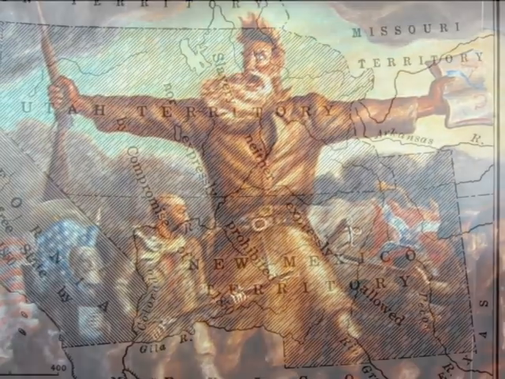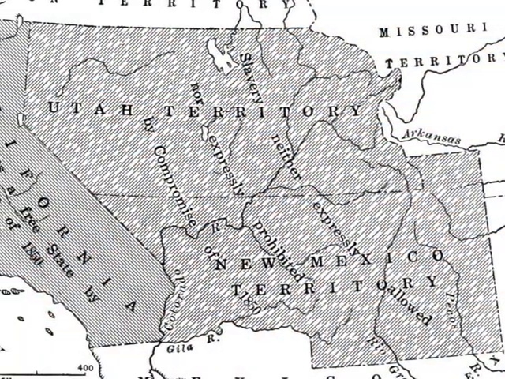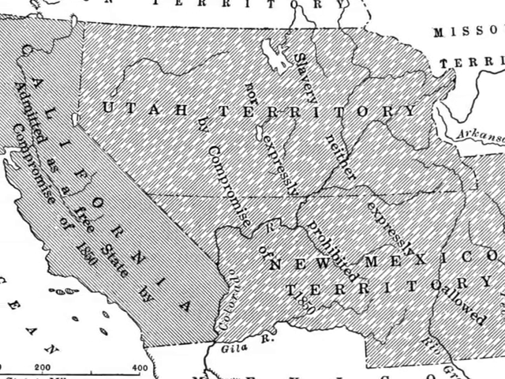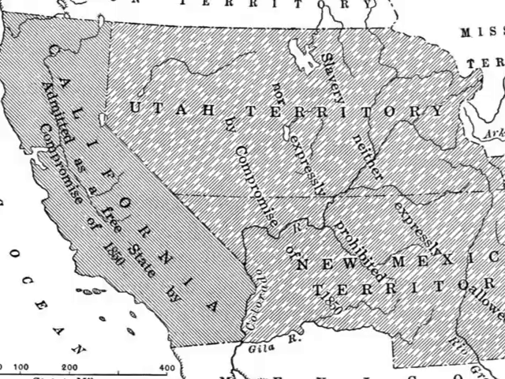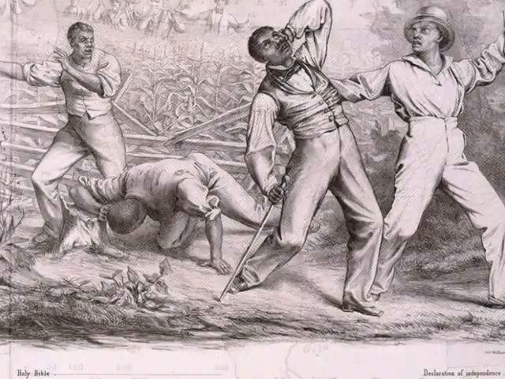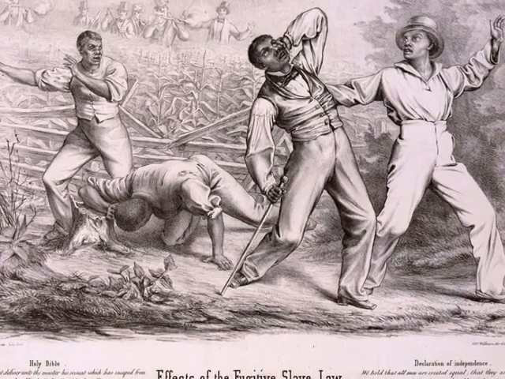Another compromise to ease the slavery issue was the Compromise of 1850. Its admittance of California as a free state upset the sectional balance in Congress, and its abolishment of the slave trade in Washington, D.C. pleased the North. The South's main gain from the compromise was the Fugitive Slave Act.